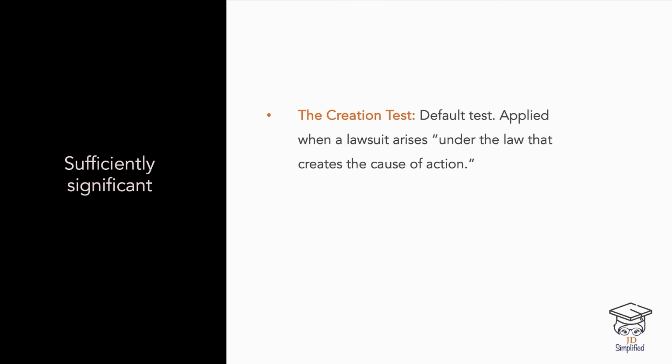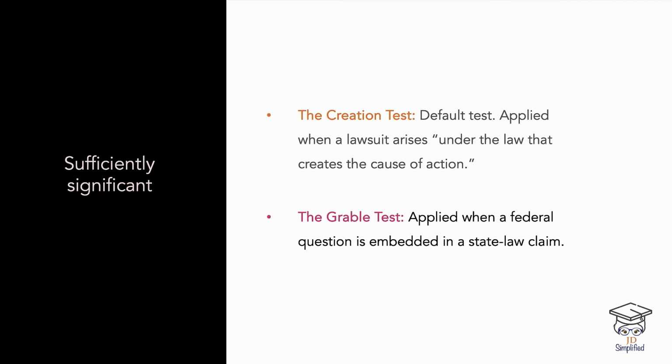In order for a federal claim to be considered sufficiently significant to fall within the jurisdiction of a federal district court, the lower court, it must meet either one of two tests. The creation test, which is the default, and it's the one that will most likely apply, or the Grable test, which is applied when a federal question is embedded in the state law claim. Let's begin with the creation test.